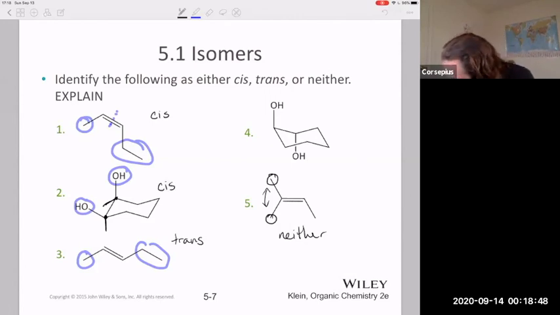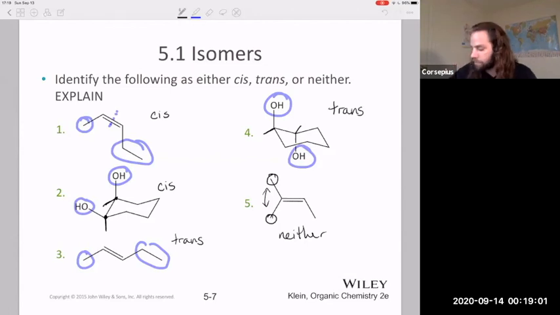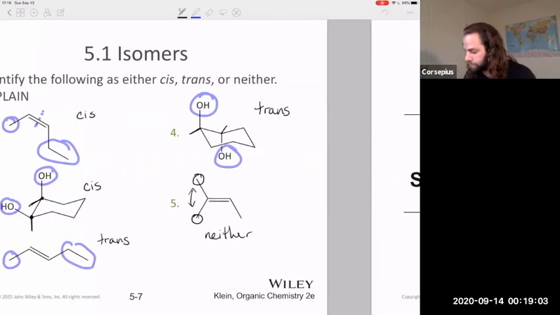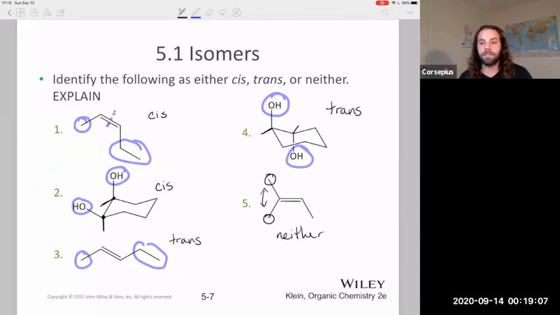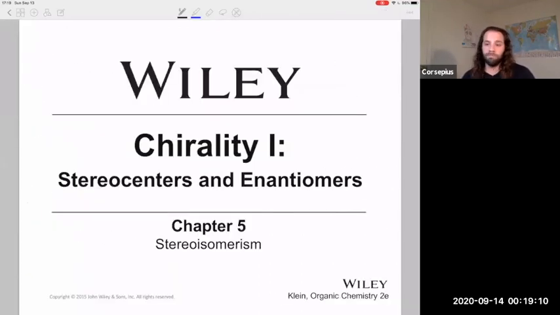Likewise, on this example here, you're going to fill in, here's your equatorial position here, your equatorial position here. And so you can see that this is on the top, but this is on the bottom. So this would be the trans isomer. Okay, so that covers it for cis-trans isomers. Next we're going to talk about a new type of isomer, which is called a chiral isomer.